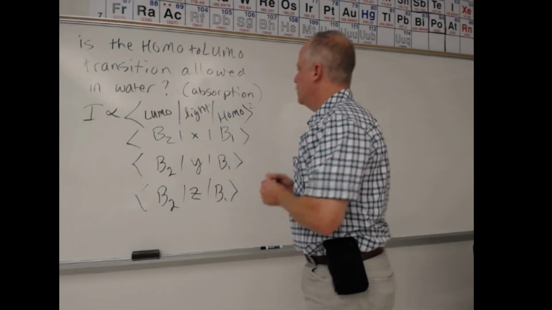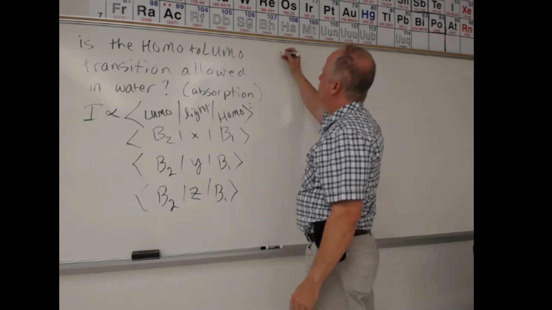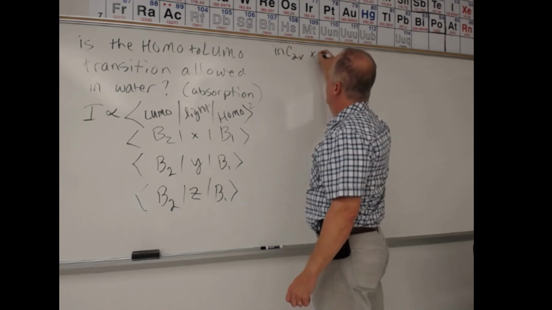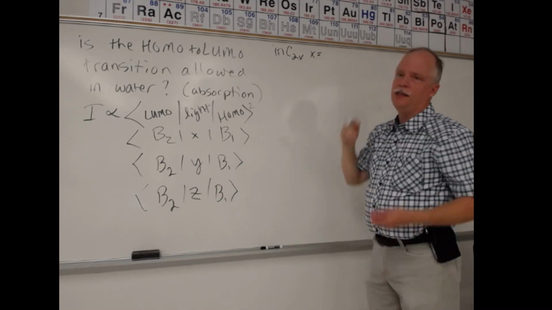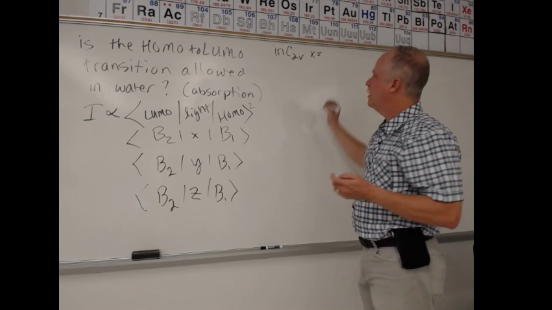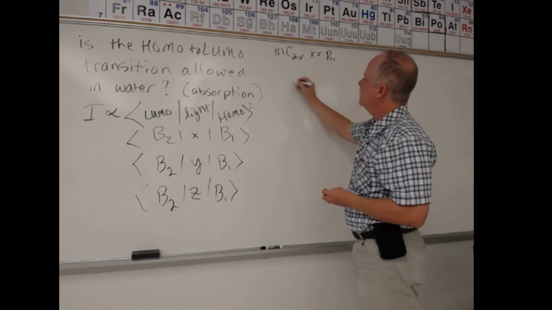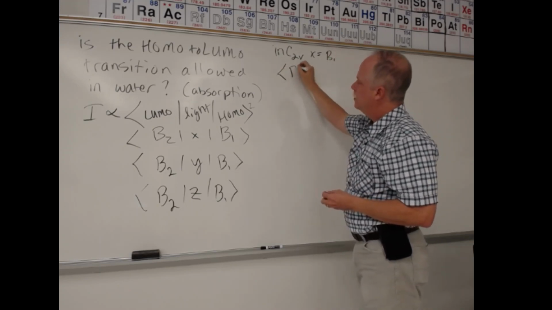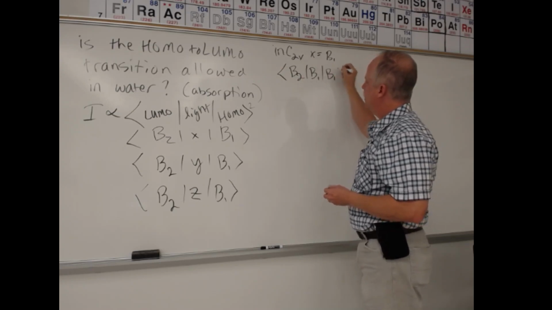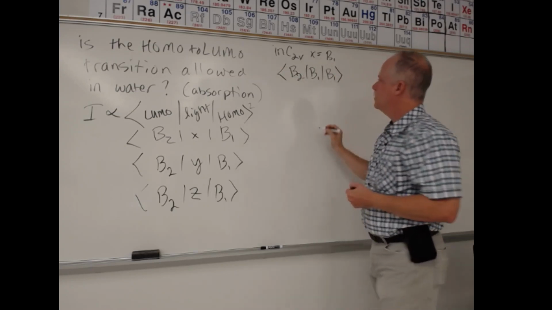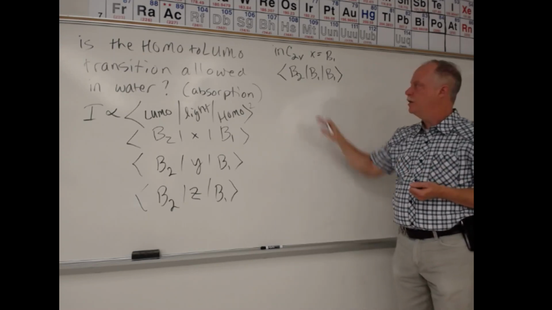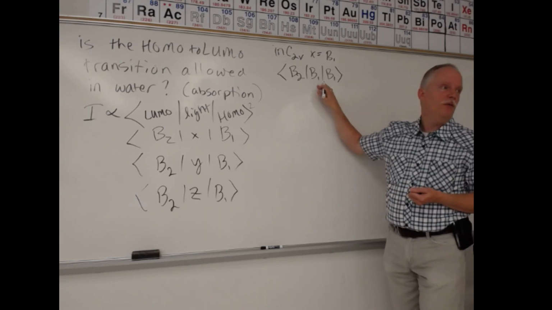So let's do the X one. So in C2V, what is X symmetry? B1. Okay, so we have B2, B1, and B1. Then we go to our direct product tables, and we look at the direct product between B1 and B1.